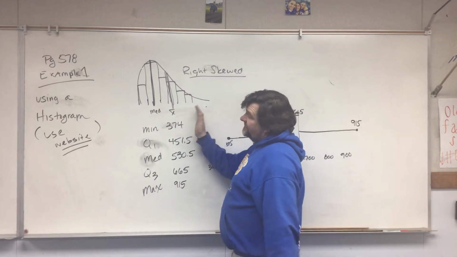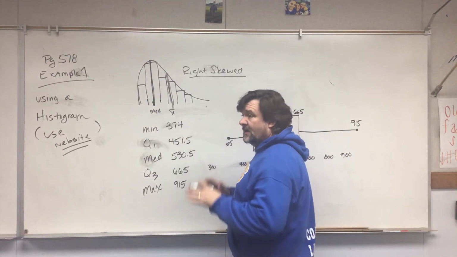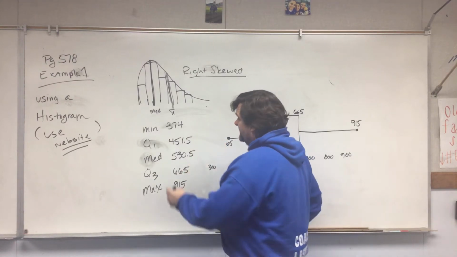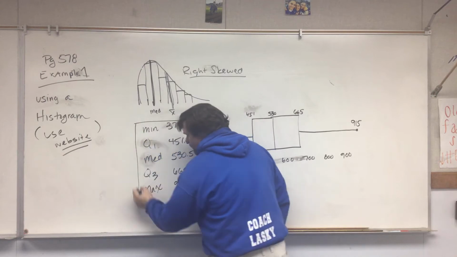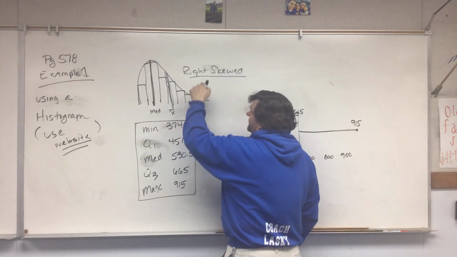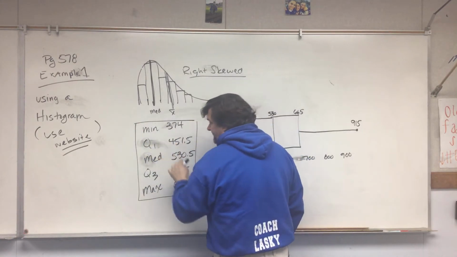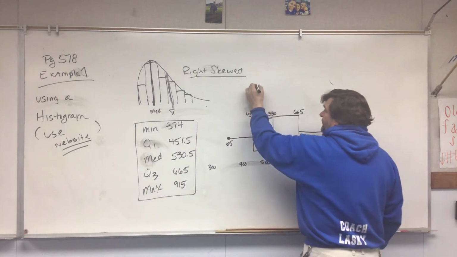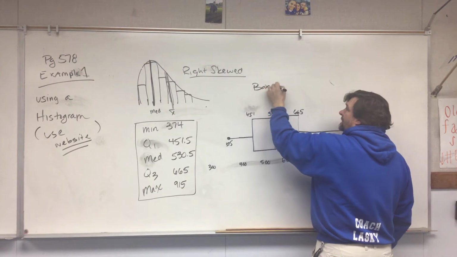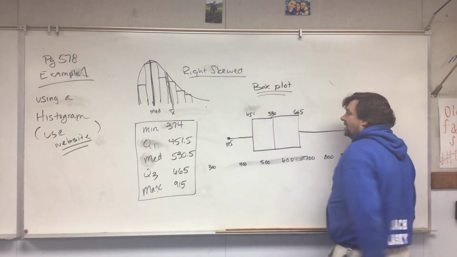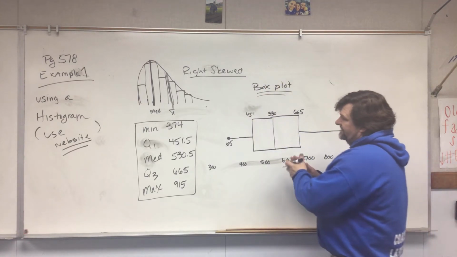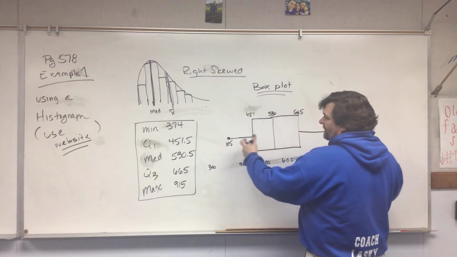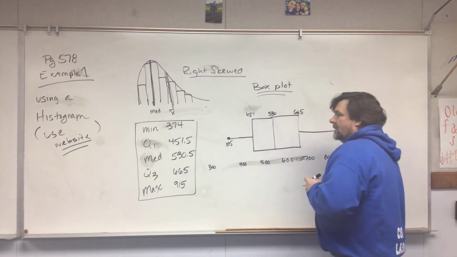So since it's skewed, if you remember from the last video, you have to use a 5-number summary. If it's skewed, you have to use a 5-number summary. Well, a 5-number summary goes with what's called a box plot. Okay? So this box plot gives us the idea of what this thing looks like here.